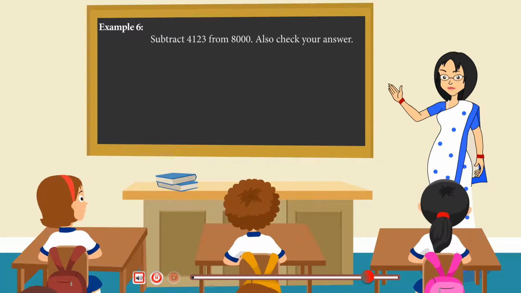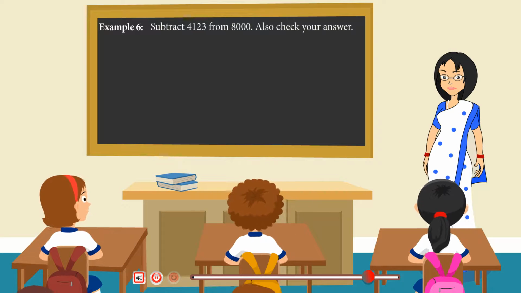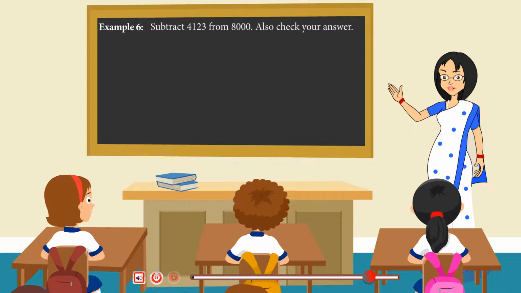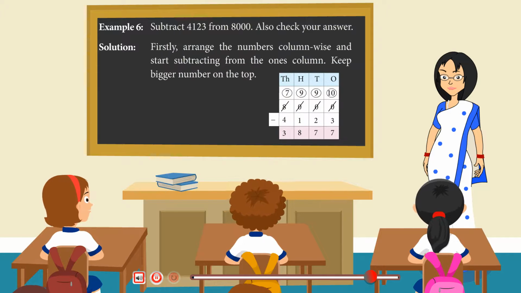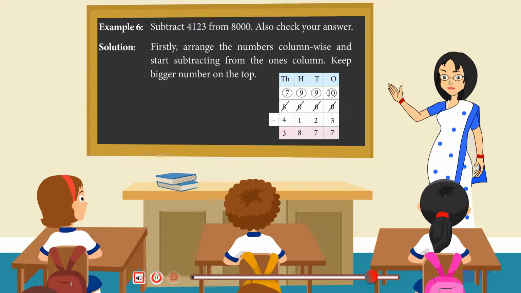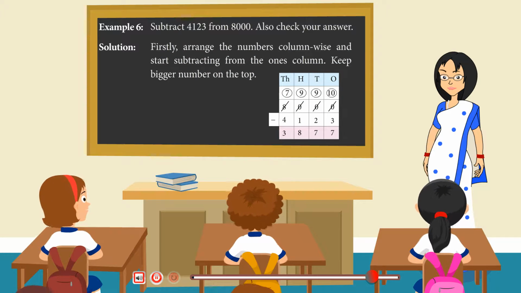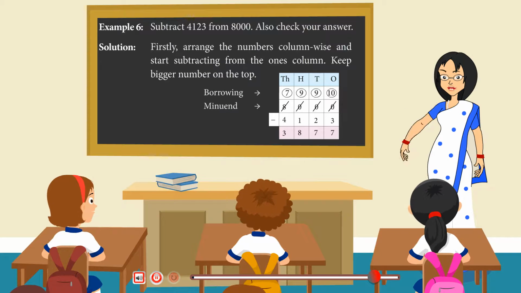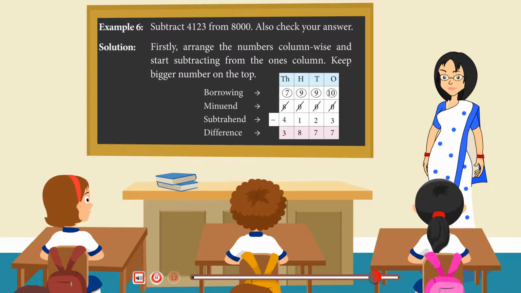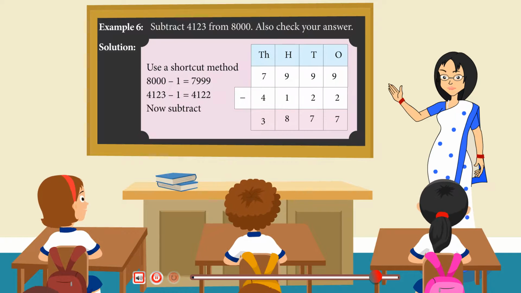Example 6. Subtract 4,123 from 8,000. Also check your answer. Solution. Firstly, arrange the numbers column-wise and start subtracting from the ones column. Keep bigger number on the top. Borrowing, minuend, subtrahend, difference. Use a shortcut method.